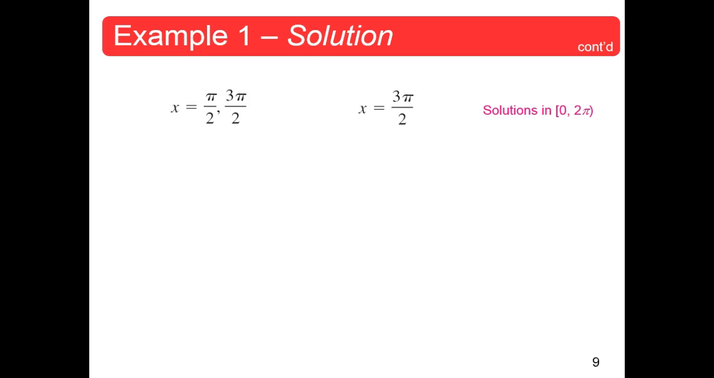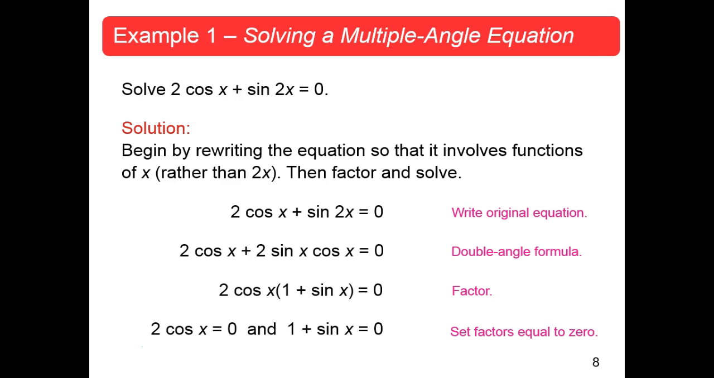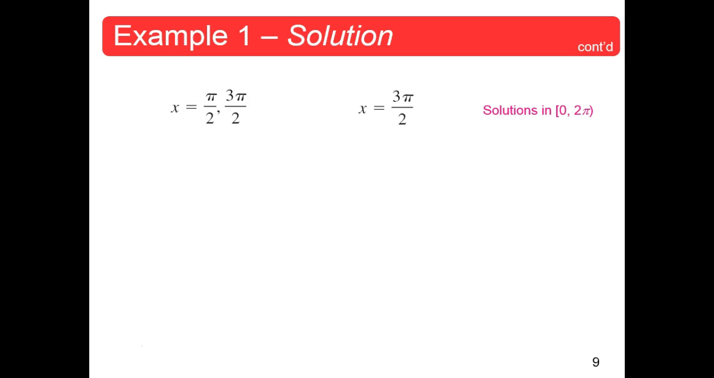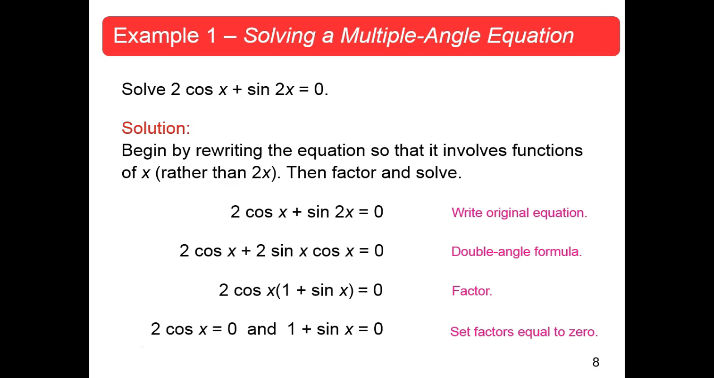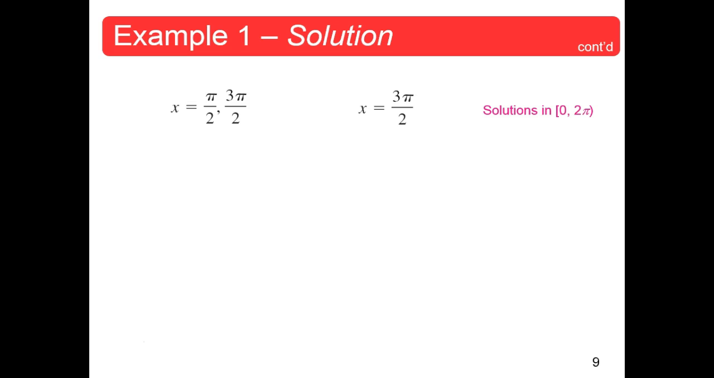Well, the x for the first one would be every half pi. This is in between 0 and 2 pi at pi halves and at 3 halves pi. And the other one, the sine equal negative 1, they left off that step, but that's how they got there, is 3 halves pi. Well, you see the 3 halves pi duplicate themselves. So no reason to write them twice.